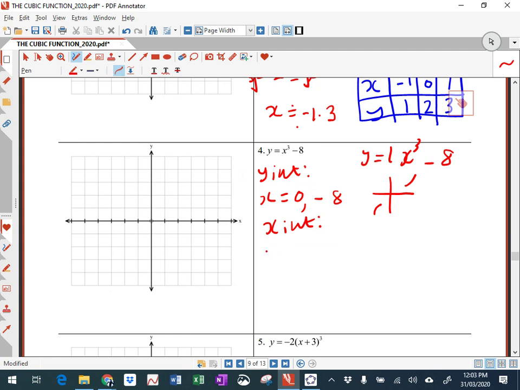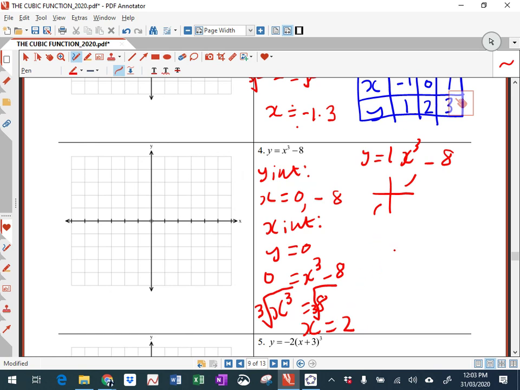Sub in y equals 0. What does that give me? That gives me 0 equals x cubed minus 8, and then x cubed equals 8. Cube root both sides, and make sure you put the 3 in there. And that's going to give you x equals 2.